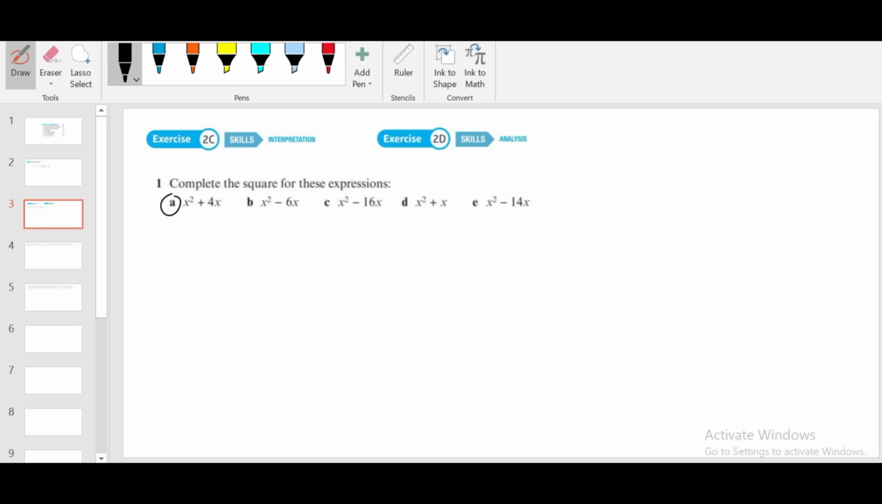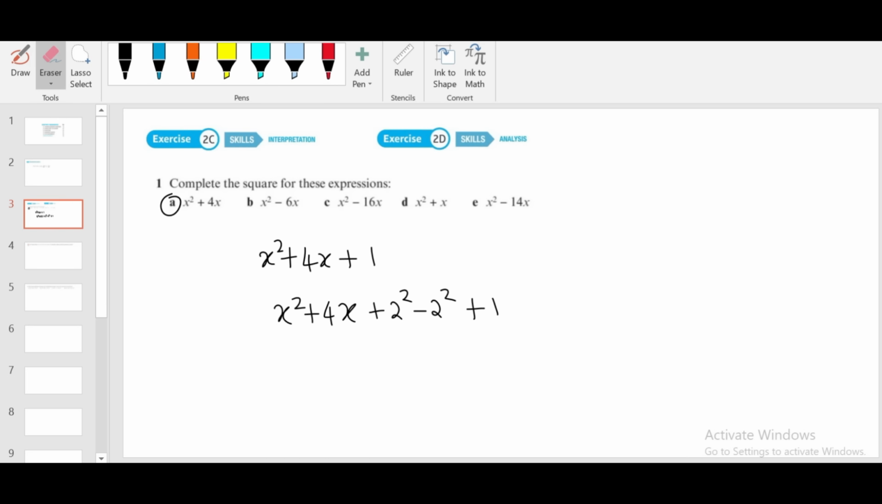Okay, let's say you have x square plus 4x. Sometimes you will have a number also here. Let's say you have plus 1. Step number 1, take the coefficient of x, 4, right? Divide by 2, that means take half of it. It's 2, right? So you need to put plus 2 square minus 2 square and write the plus 1 here. That's step 1.